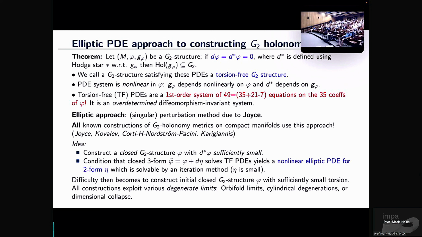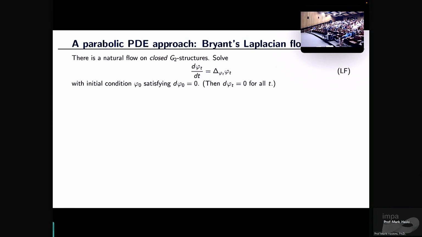But so far, if you really do want to find a compact G2 holonomy manifold, then the only way to do it is via this elliptic singular perturbation theory. However, you could at least consider trying to use instead a parabolic PDE approach, so a flow approach. And that's what I want to discuss for the rest of the lecture.